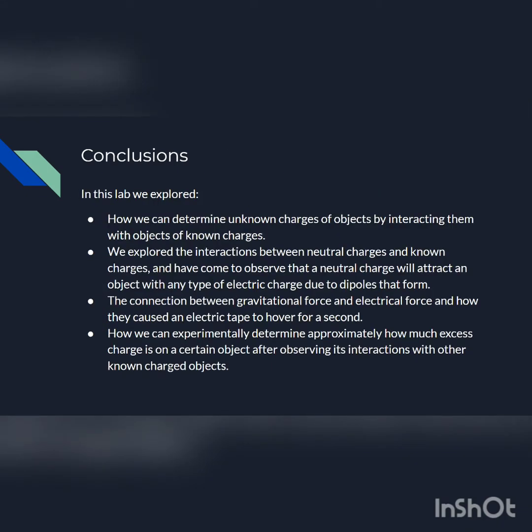Conclusions. In this lab, we explored how we can determine unknown charges of objects by interacting them with objects with known charges. We explored the interactions between neutral charges and known charges and have come to observe that a neutral object will attract an object with any type of electric charge due to the dipoles that form on the neutral object. The connection between gravitational force and electric force and how they cause an electric tape to hover for a second, and how we can experimentally determine approximately how much excess charge is on a certain object after observing its interactions with other known charge objects.